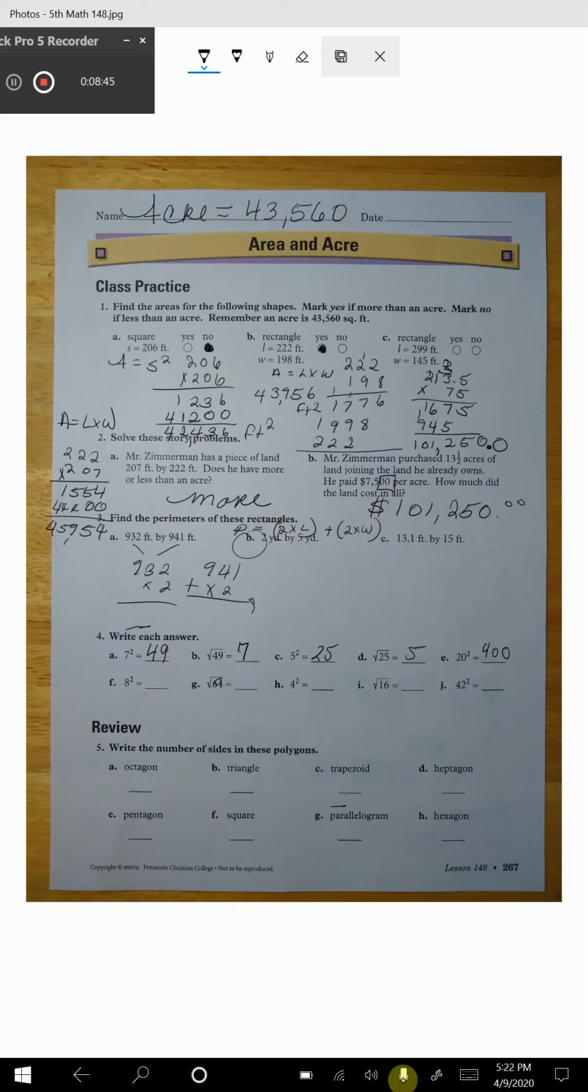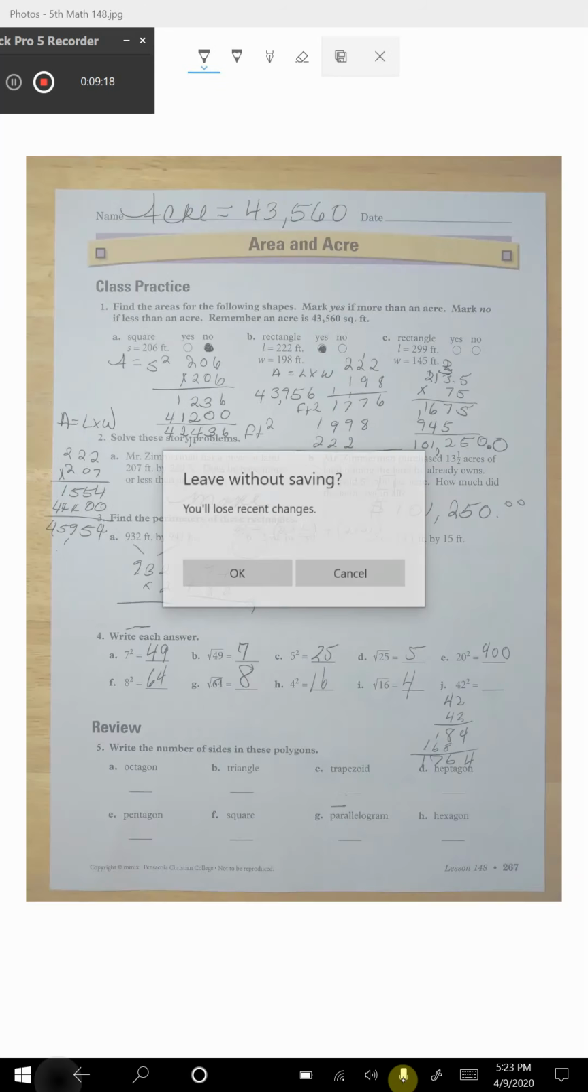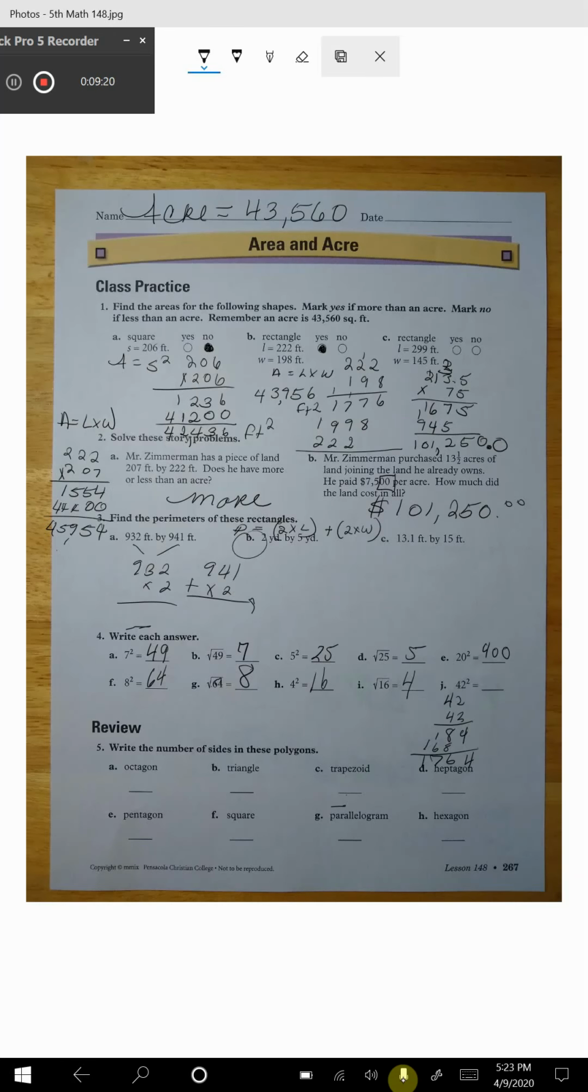All right, 8 squared is 8 times 8. Square root of 64, just the opposite. 4 times 4, and the opposite, square root of 16. 42 times 42, well, we better multiply that one out. It's not adding, it's multiplying. Gets big fast. 1,764, is that what you get?